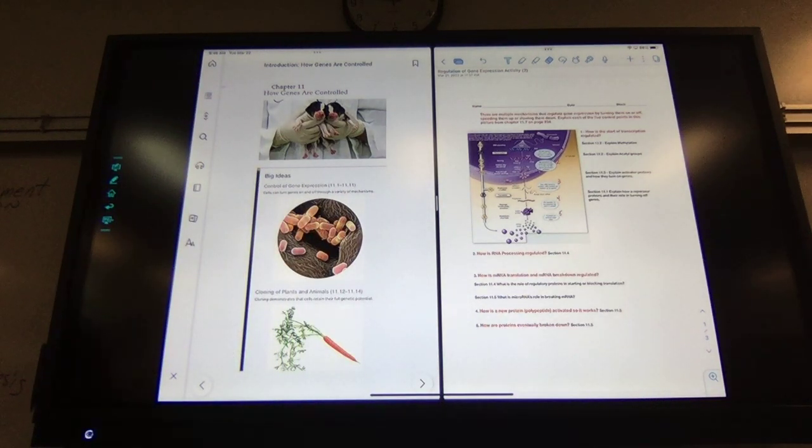All right, so here we go. We have our gene regulation notes turned on as well as the textbook. Now, from where you guys are seated in the back of the room, it's probably going to be hard for you to see my textbook. So having your own split screen really keeps you focused.